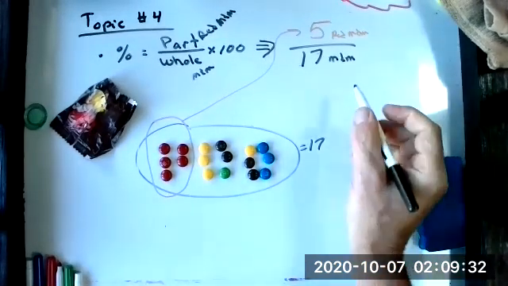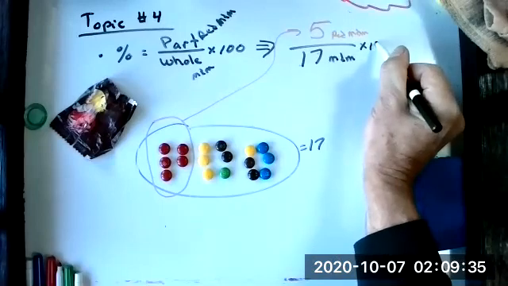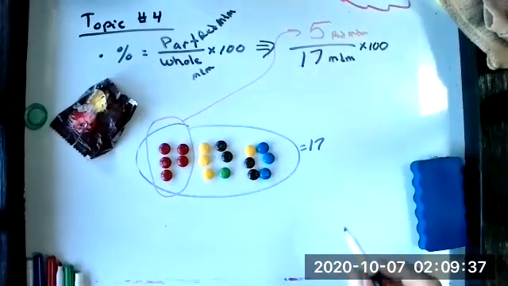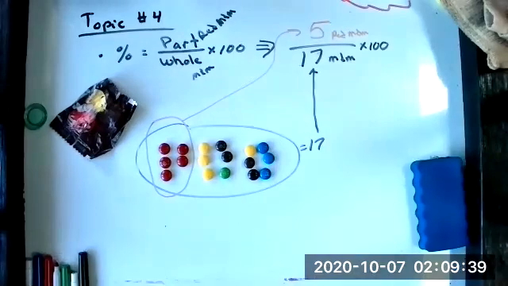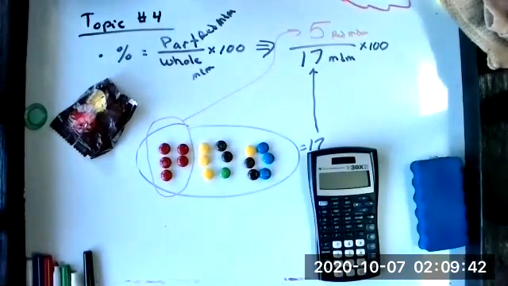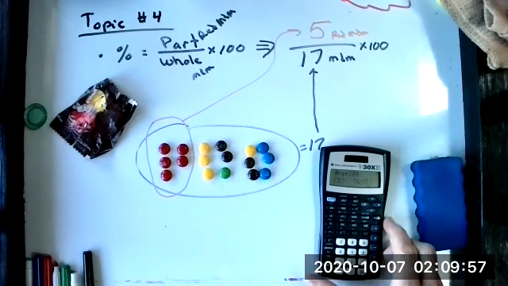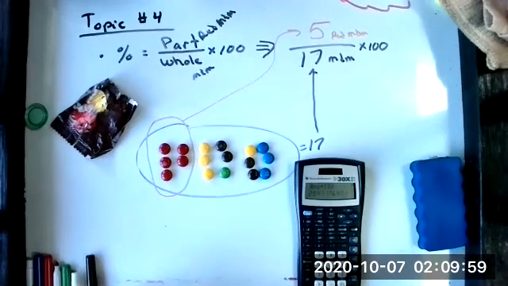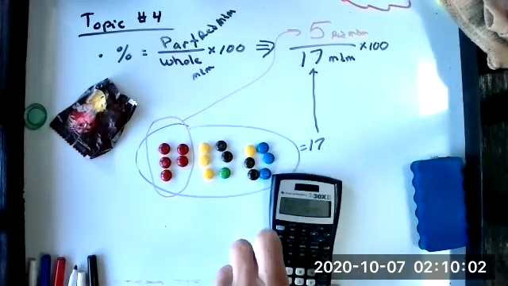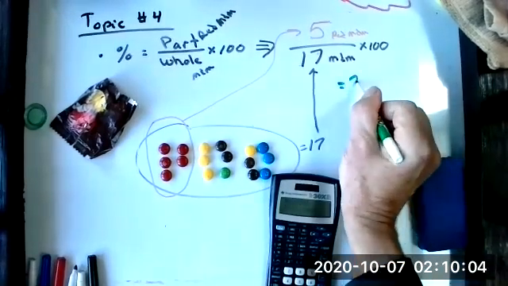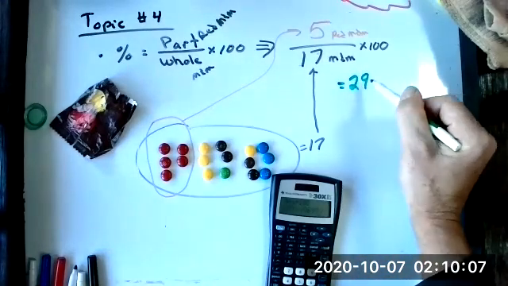Oh yeah, hey, percent is always out of 100. So don't forget the 100. And that 17 goes there. Get out your third best friend, your calculator, and let's go. Looks like 5 divided by 17 equals, and we're going to times it by 100, and in my calculator, I get 29, and I'm going to round it.